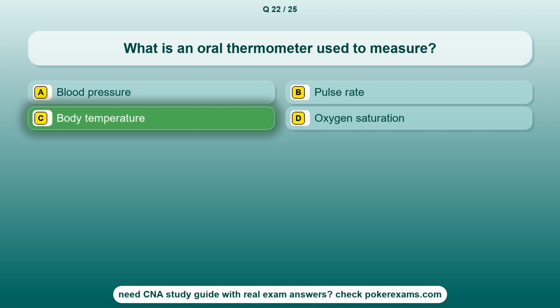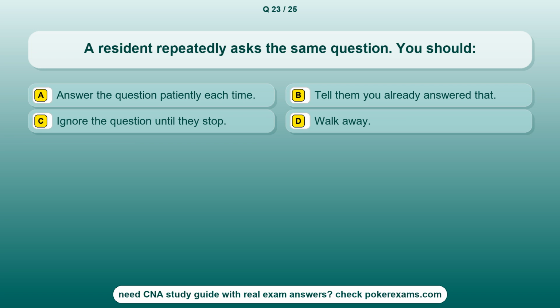The correct answer is option C. Body temperature. Question 23. A resident repeatedly asks the same question. You should, option A. Answer the question patiently each time. Option B. Tell them you already answered that. Option C. Ignore the question until they stop. Option D. Walk away.